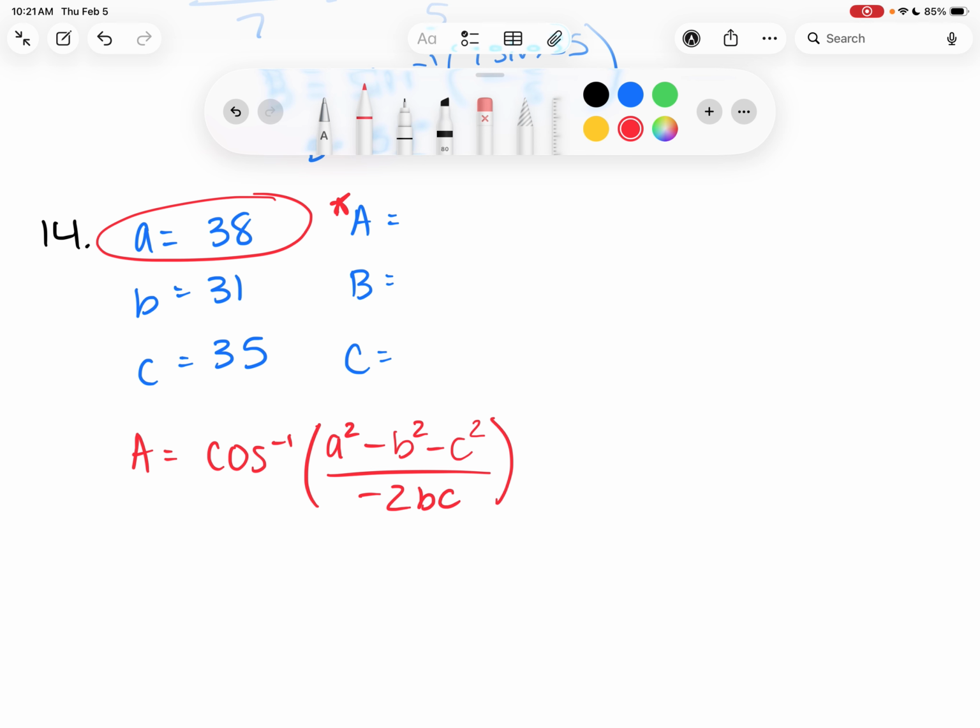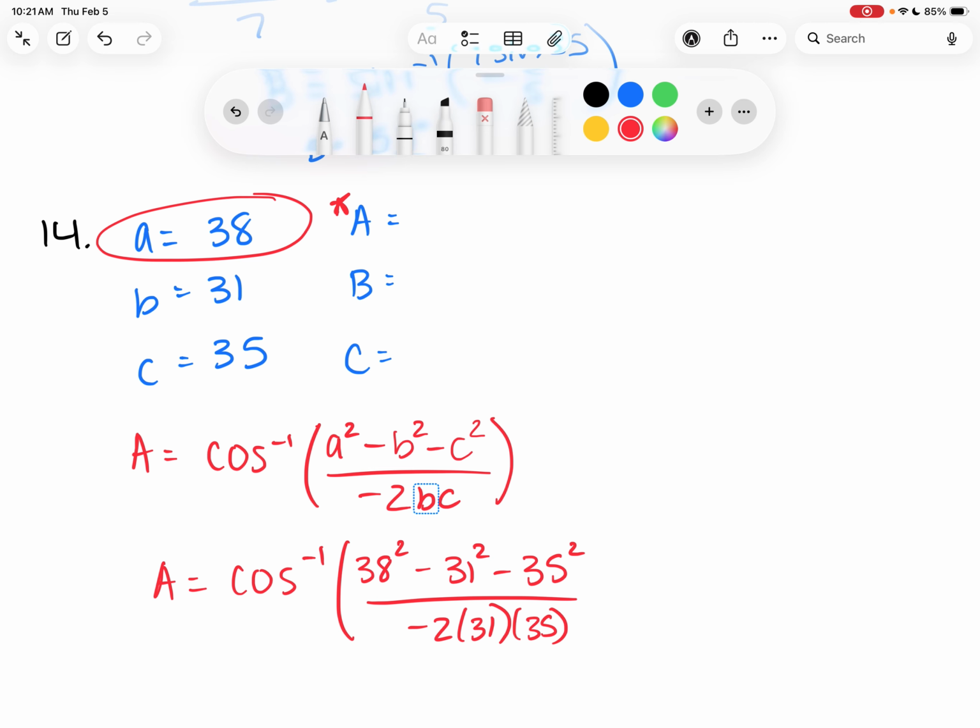All right, so now I'm going to plug this stuff in. So I've got A is the inverse cosine of 38 squared minus 31 squared minus 35 squared over negative 2 times 31 times 35. Either use alpha y equals to create a fraction or use a lot of parentheses. The negative signs do not get squared, so if you're going to use just parentheses instead, first of all, you got to put the whole denominator in parentheses if you're going to do it that way. And you really need to put the top in parentheses as well so that it does it in the correct order.